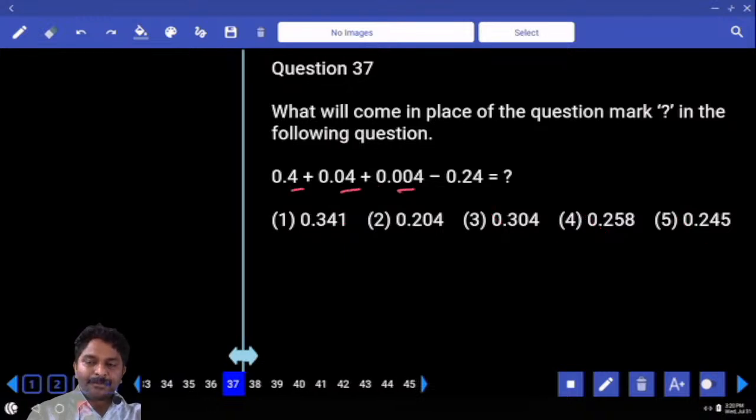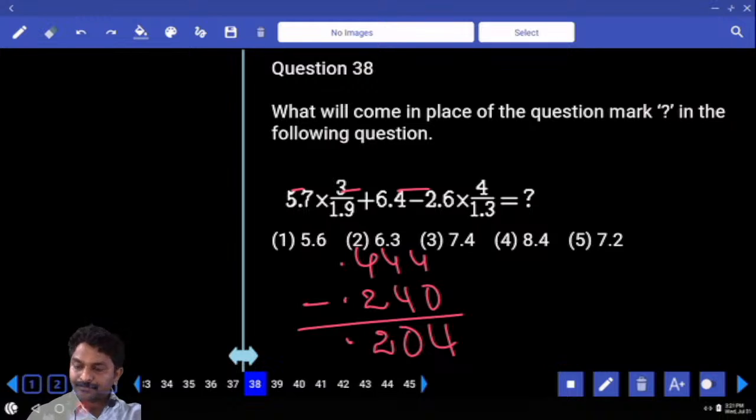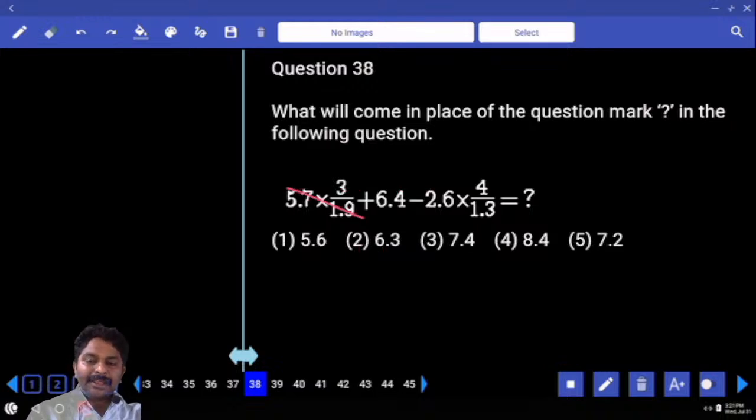0.4, 0.04, 0.004. That is 0.444, right? From that you need to subtract 0.240. Answer 0.204. 1.9 exactly 3 times. 1.3 exactly 2 times. 3 threes. 9 minus 2 into 4, 8. 1. 1 plus 6.4.